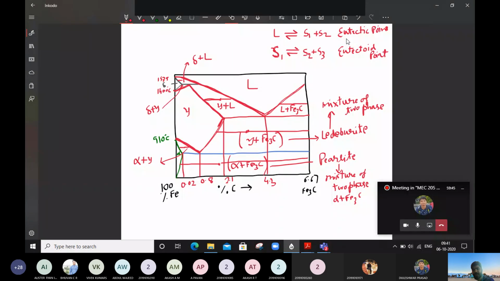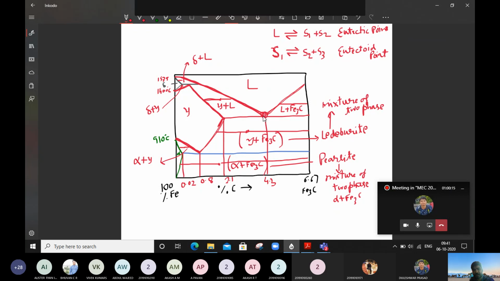So what is the eutectic point? At the eutectic point, one liquid is going to give two solid phases. Then that point is known as the eutectic point. And if one solid is going to give you two different solid phases, then that point is known as the eutectoid point. Now, what will this point be?